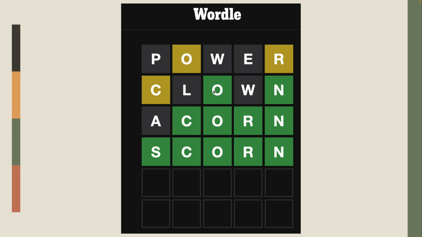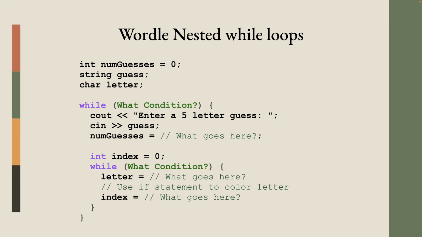How many columns are there? I guess how many letters in a guess? 5. And how many potential guesses could there be? 6. So how many letters might we have to check? 30. So this is where we're seeing the nested loop, right? The outer loop might run 6 times. The inner loop will always run 5 times. So 6 times 5. Whatever code we write in that inner loop could run 30 times. So the nested loops.